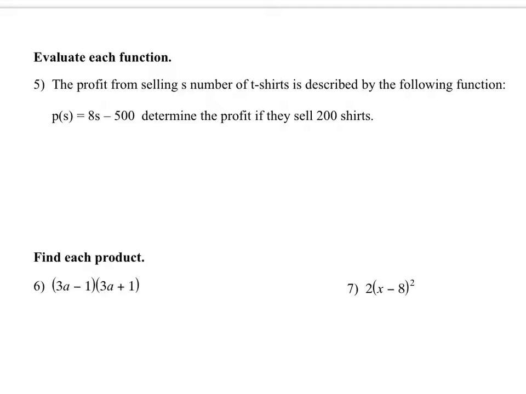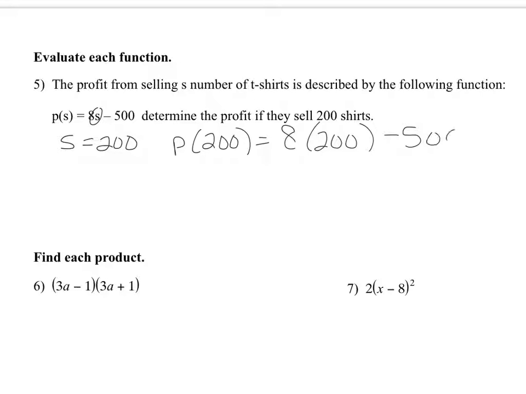So if they sell 200 shirts, then S is 200. So we need to find P of 200, and that's 8S minus 500. 8 times 200. Wherever there's an S, I should put the 200. And then that turns out to be $1,100. Then that's your profit.